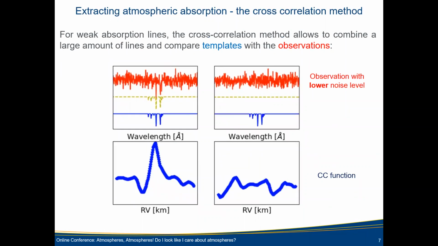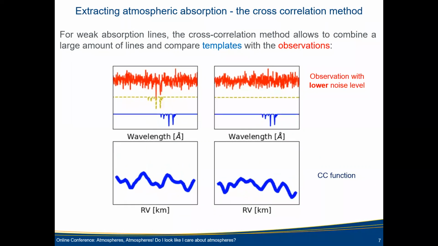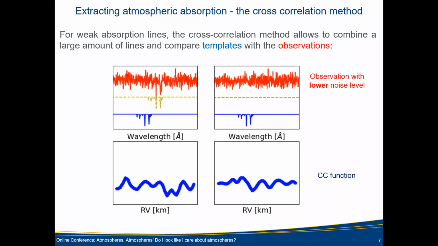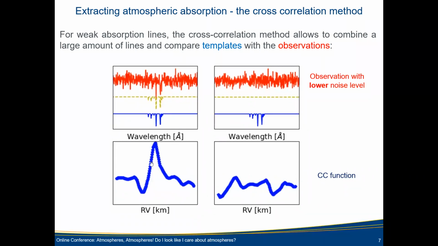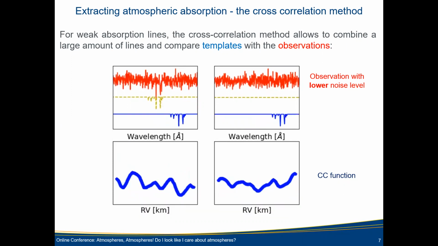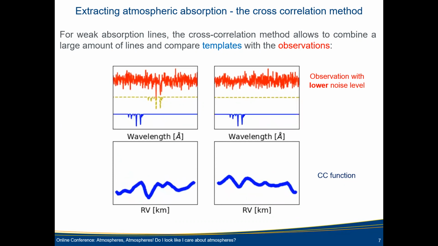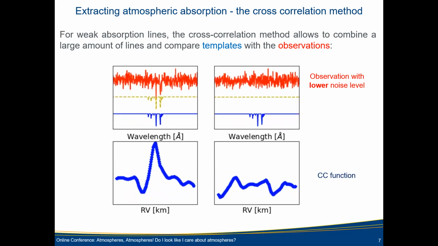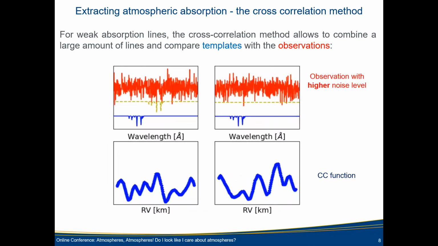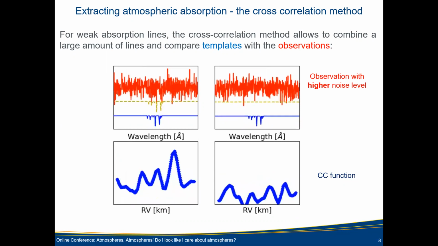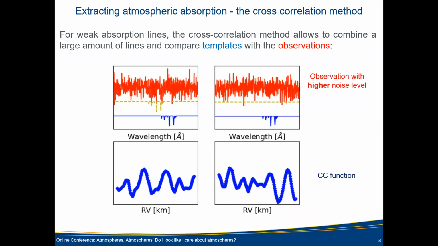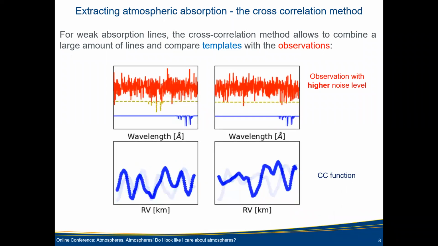On top left and top right, I am showing an observation, for instance, in red, and the left plot has a planetary atmosphere included and the right one does not. Then you shift your template, which is shown in blue. If you get a nice match, then you get a nice peak at the radial velocity of 0, if you take your combined transmission spectrum. However, the situation may change if you increase your noise level. Then the match is not that easy to see, and you may again get a peak. However, this all depends on the noise level of your observations and on the number of lines you use to do a cross correlation.